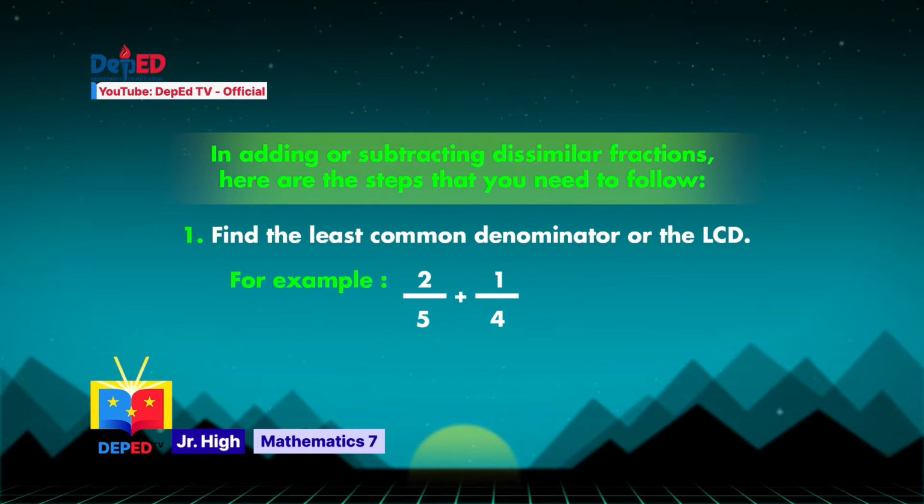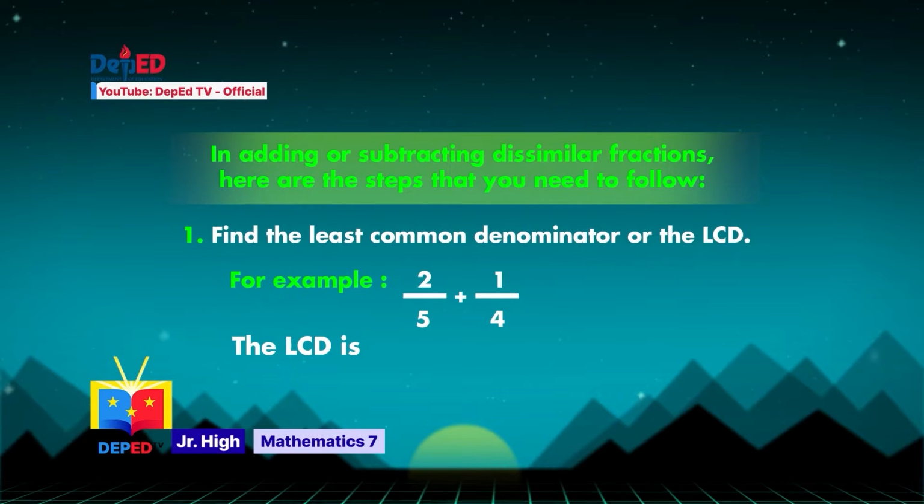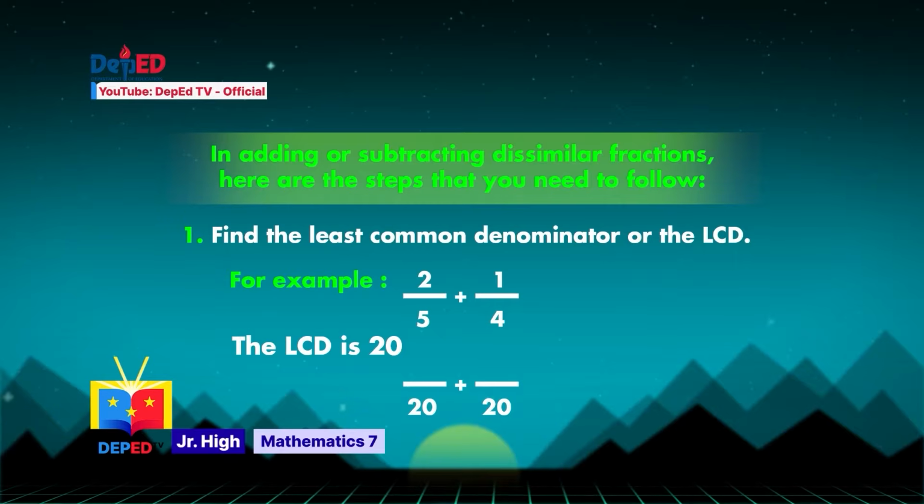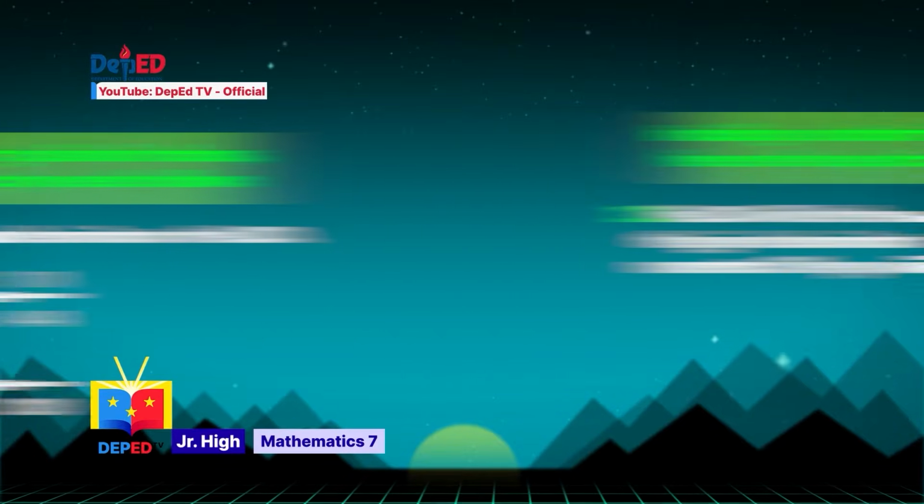For example, 2/5 plus 1/4 equals, let us get the least common denominator of the denominators 5 and 4. In getting the LCD, we can use long division, but since there's no common factors between 4 and 5 aside from 1, we just multiply them. So, the LCD is 20. Then we can write it like this.